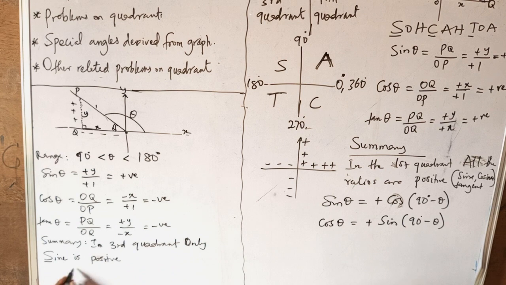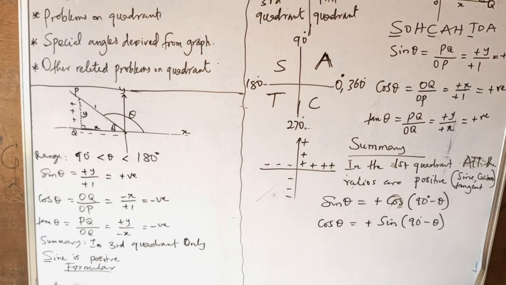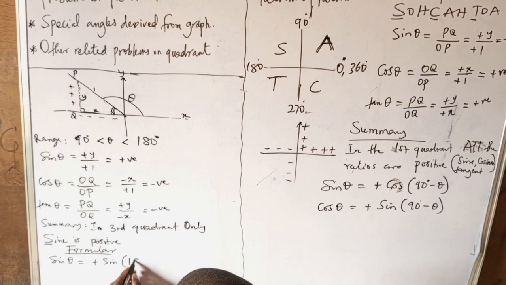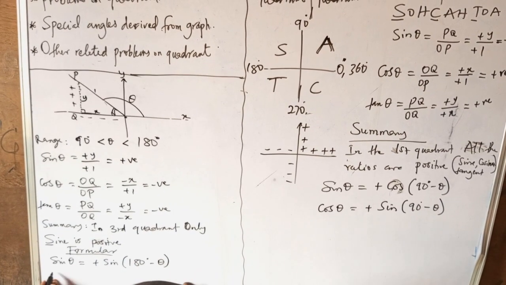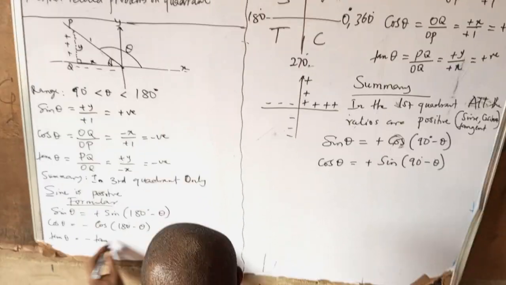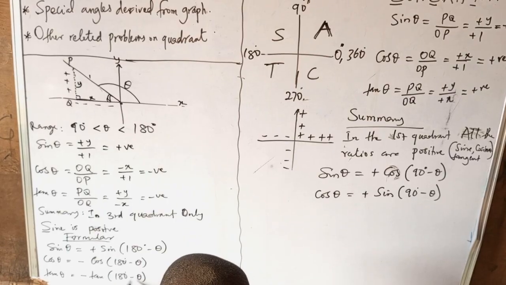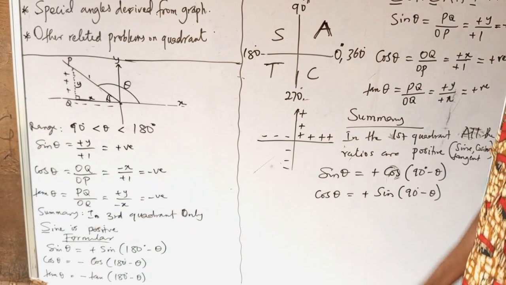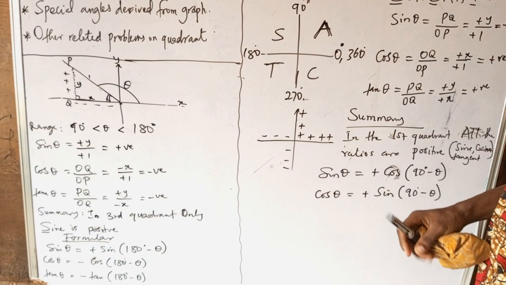So the formula for the second quadrant: sine theta is equal to plus sine 180 degrees minus theta, cos theta is equal to minus cos 180 degrees minus theta, and tan theta is equal to minus tan 180 degrees minus theta. So let's take examples based on the first and second quadrant before we move to the third quadrant.